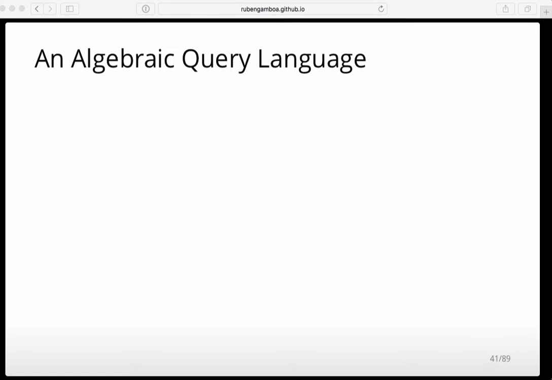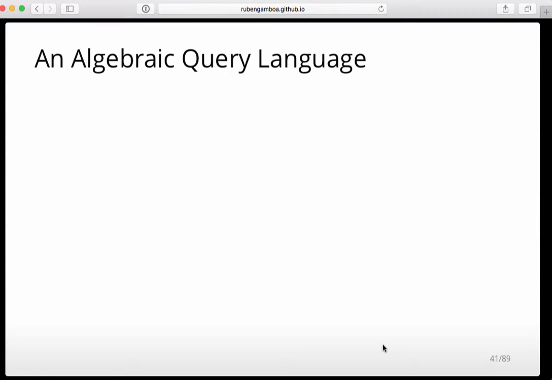All right, welcome back. So now we're going to start talking about query language to query the databases that we've built. The query language that we're going to use is an algebraic query language. It's called Relational Algebra, and it's something that you simply need to understand.